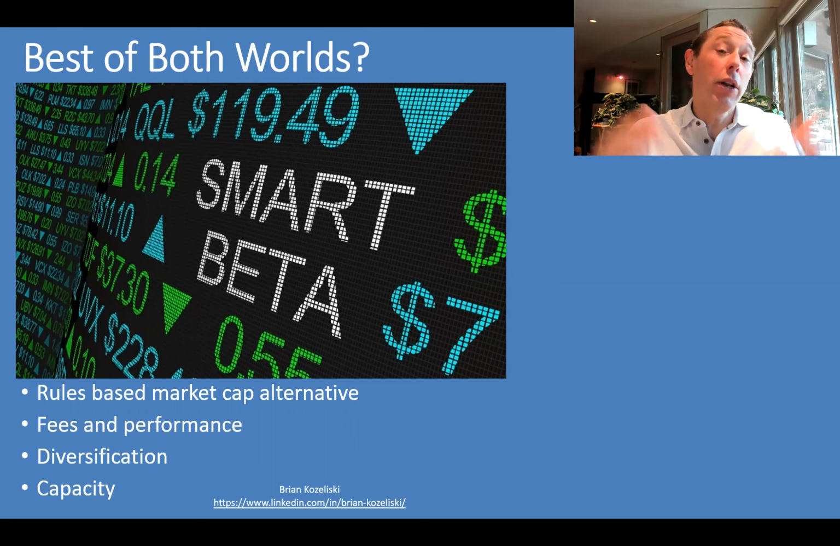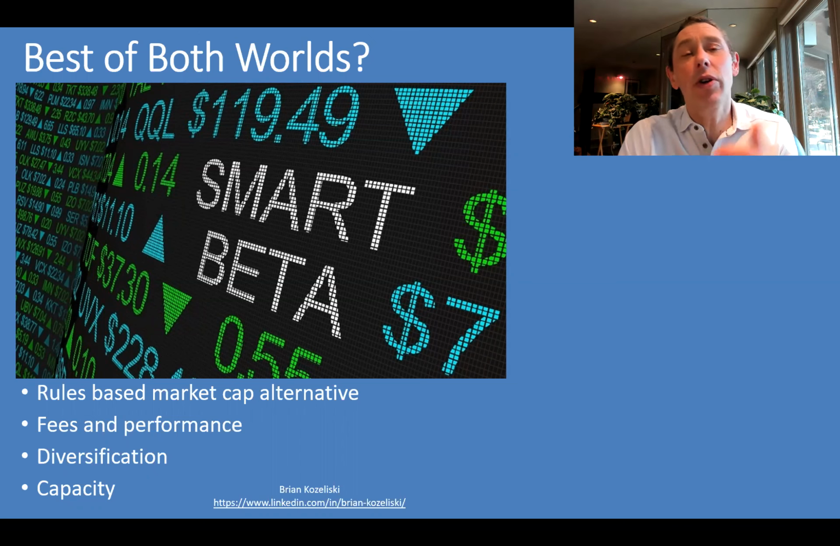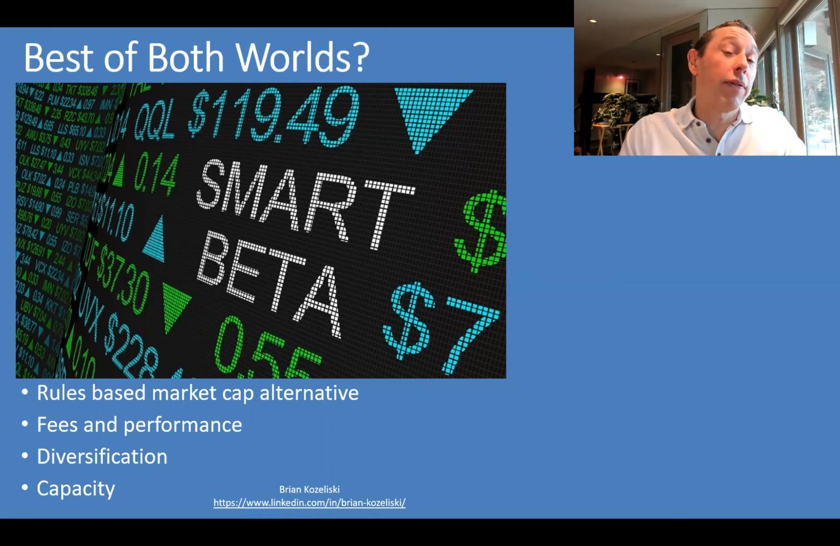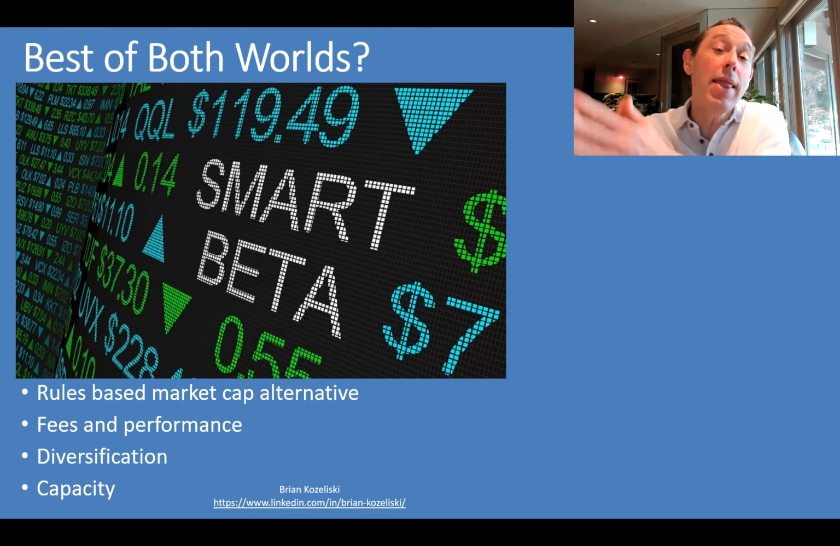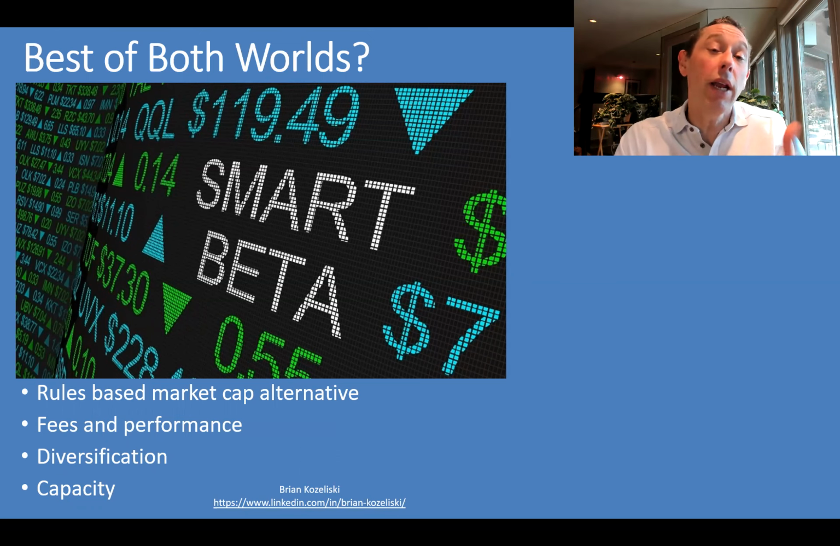The other thing is you're going to do this for a pretty broad universe. So you're going to be pretty well diversified, and you're going to basically have no capacity constraints, because you're going to use all, or if not all, most of the names that are in that cap weighted benchmark and try to beat it for lower fees.